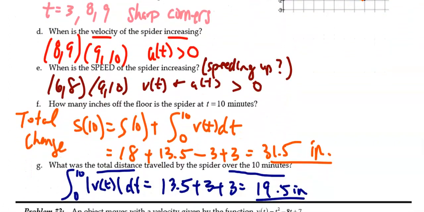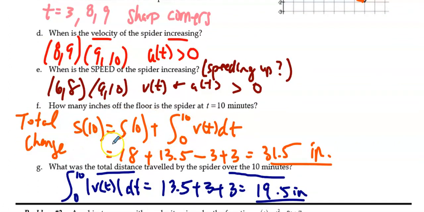And again, guys, please make sure that you write your notation for this. This is what we're looking for total change. If I ask you for total distance, I need to see this right here. I need to see the integration, I need to see the absolute value, and I also need to see the dt.